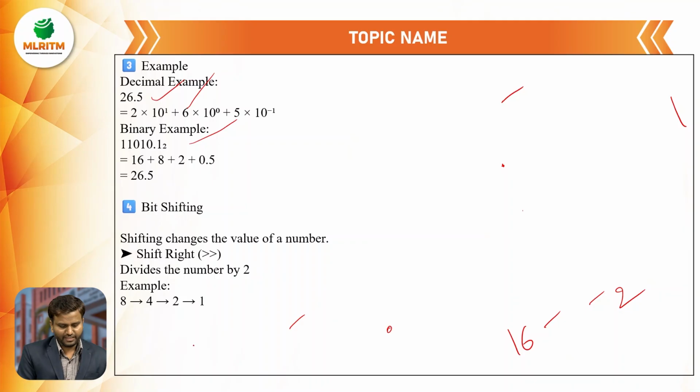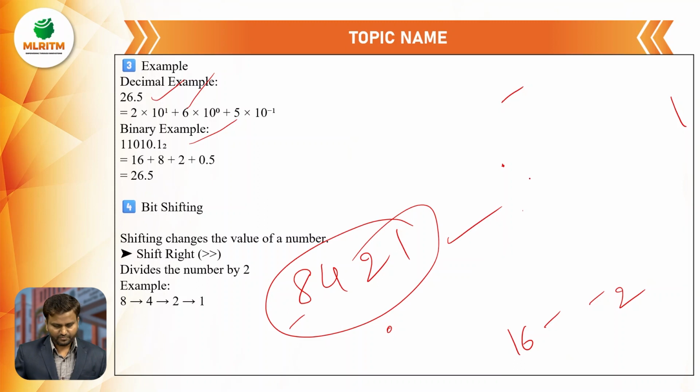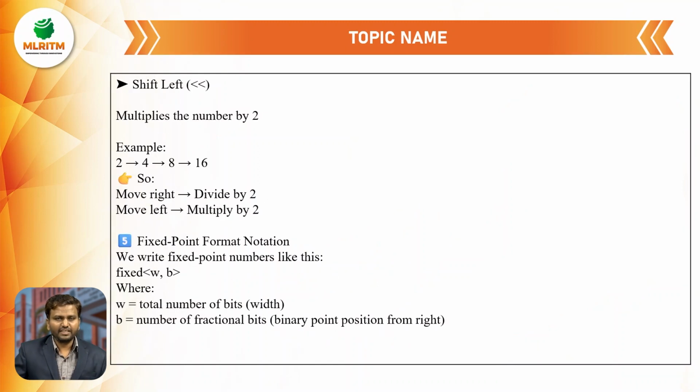Divides the number by 2. Example: the 8421 process we are having now. If we multiply with 8, then 2 by 4, and 2 by 2 is 4, and the process will be like that only. And the shift to left means it will be multiplied with 2, and the example is shown like that: 2 into 2 is 4, 4 into 2 is 8, 8 into 2 is 16. Move right means divided by 2, and move left means multiply with 2.